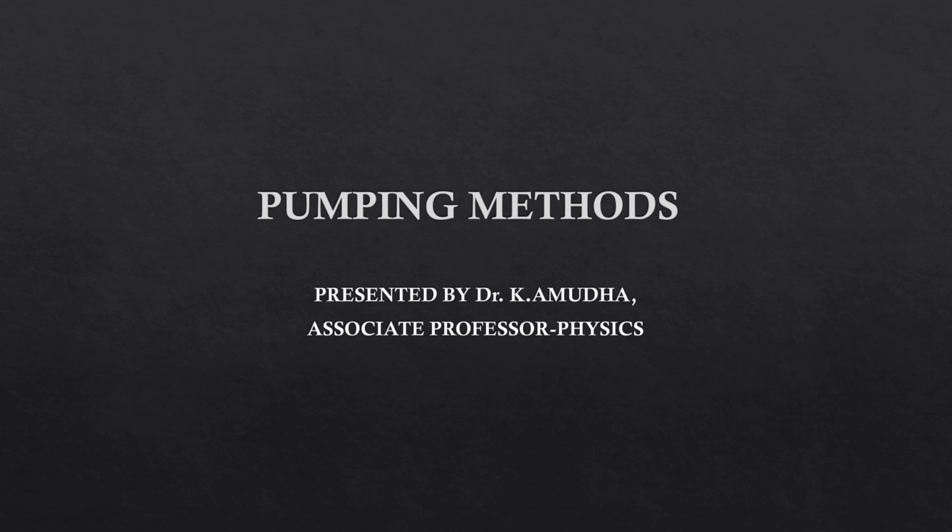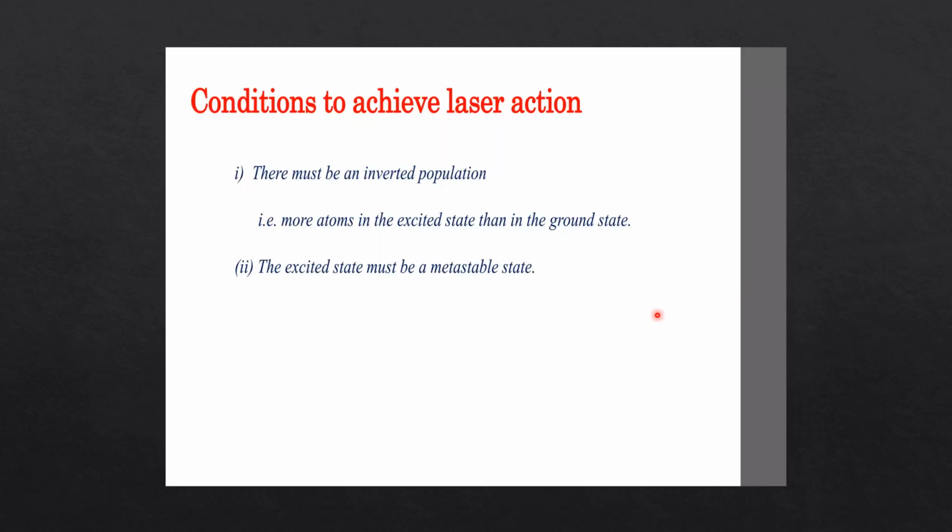Today I am going to talk about pumping methods. Let us first see about the conditions to achieve laser action. First condition is there must be an inverted population. What is that? Which means there will be a more number of atoms in the excited state than in the ground state. Our next condition is the excited state must be a metastable state. So let us go into detail about what is population inversion and metastable state.